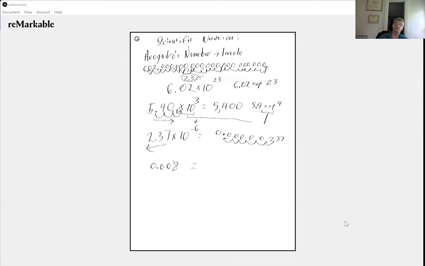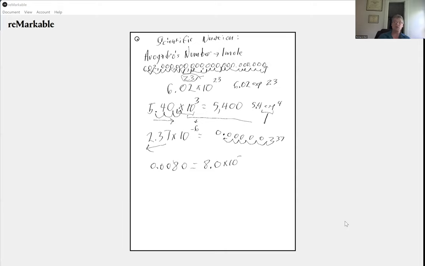So 0.008. Your scientific notation will always start after a non-zero number. So it becomes 8.0 times 10. Now notice that we have a number smaller than 1. That's the big key. Instead of remembering direction and all that nonsense, it's smaller than one, so we're going to put a negative here by the power. This number was larger than one, so it's a positive power.